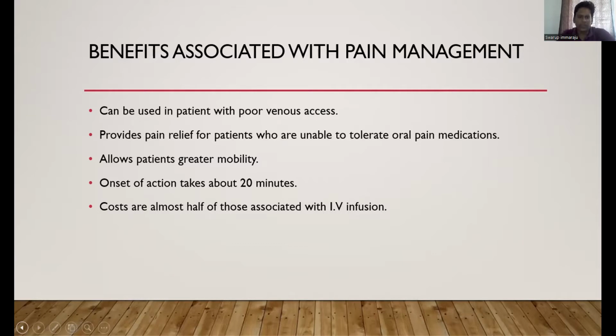It provides pain relief for patients who are unable to tolerate oral pain medications. For example, I have given oral morphine just now. Half an hour passed, an hour passed, and still the patient's pain is not under control. You can't just go on giving oral medications again. The patients might lose hope in you, not your department, not the unit.